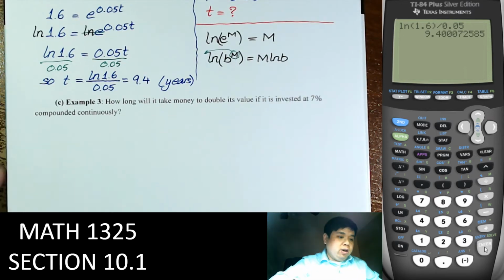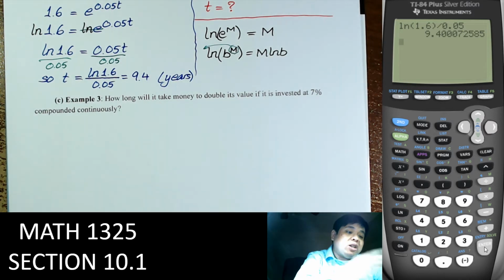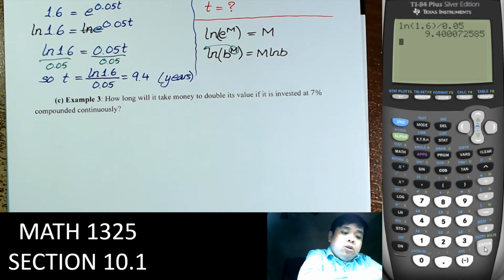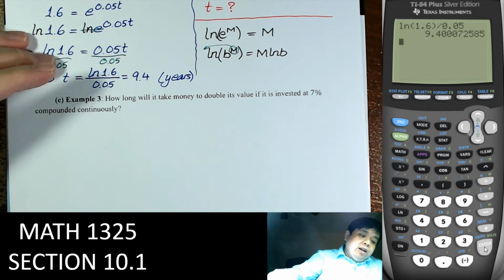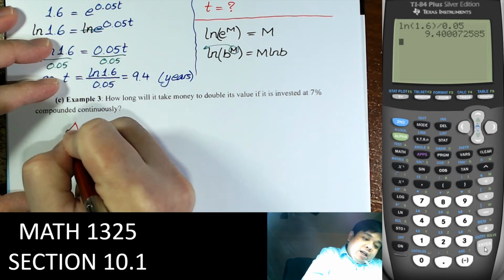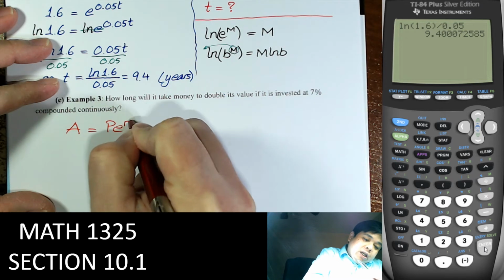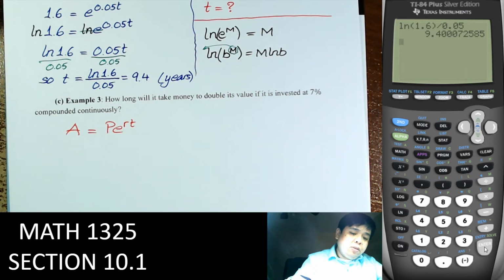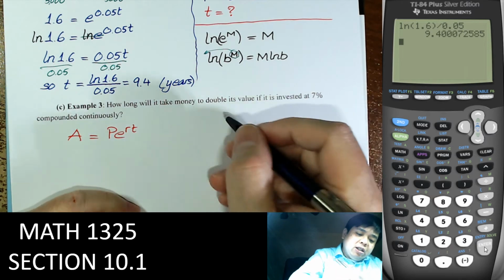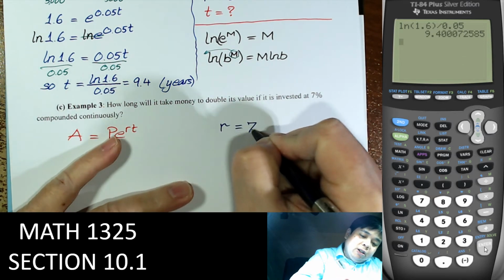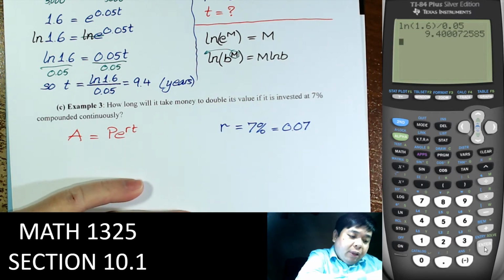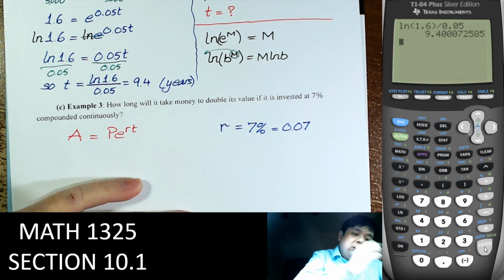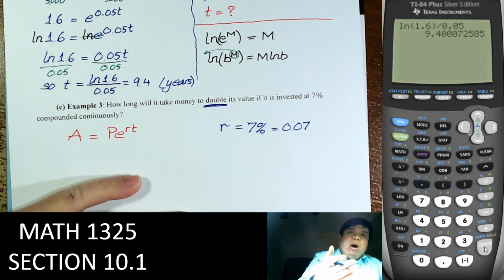Right. Let's look at this example. How long will it take? So once again, it asks for time. How long it takes for money to double its value if it's invested at 7% compounded continuously. Right? Compounded continuously. That's A equals P e^(rt). Now we don't have much information other than the rate is 7%. The only thing we have is double. So double whatever we invested.